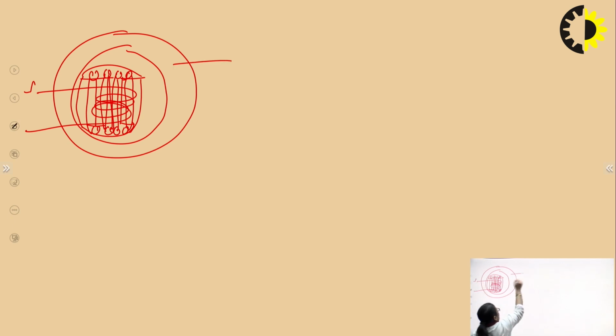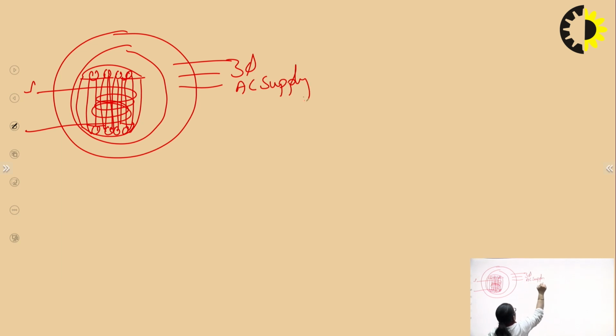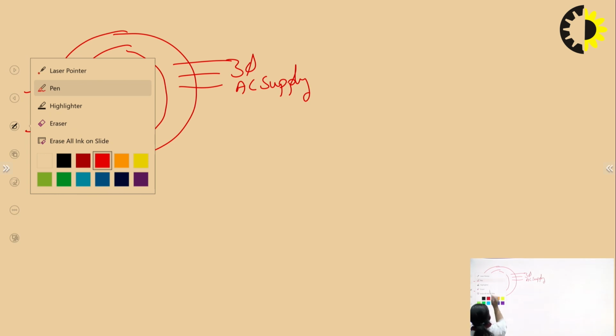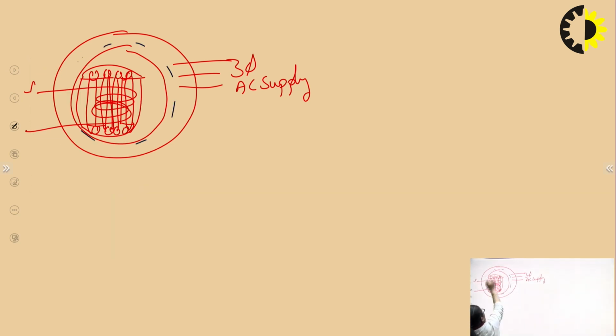Now, when we give a three-phase AC supply to the stator, what will happen? Once you give a three-phase AC supply to the stator, a rotating magnetic field would be produced, rotating with the speed of ns, okay? Now, as we haven't provided any DC supply, the rotor poles will not be created, so we only have the stator poles. Say this is south and say this is north, right?